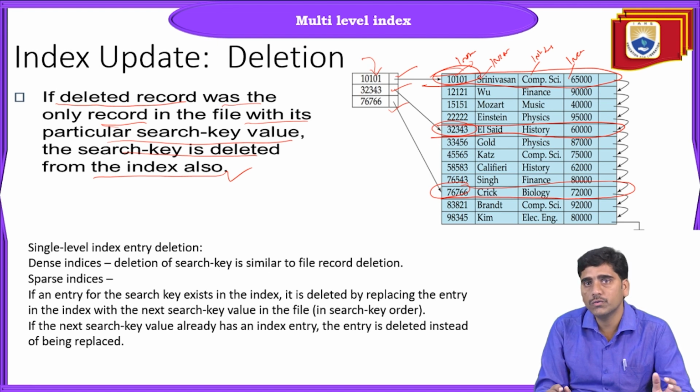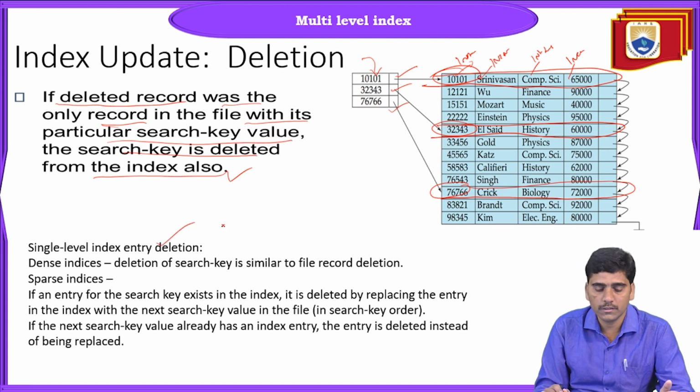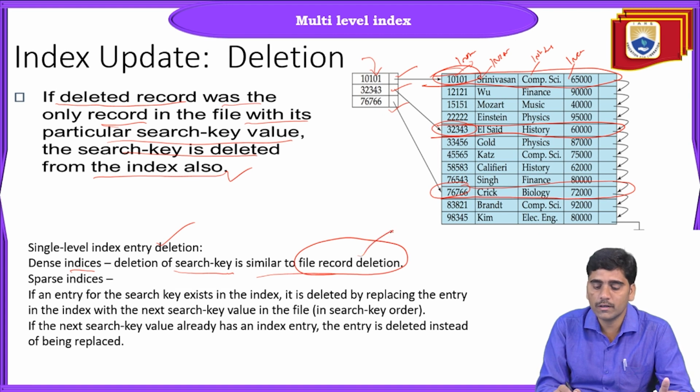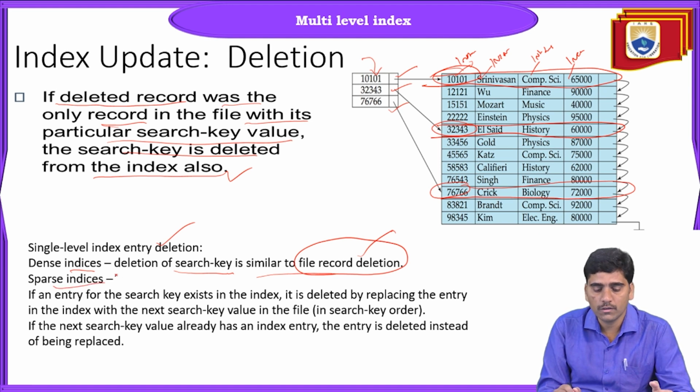So here we can use different levels, like a single level index entry deletion. For dense indices, deletion of a search key is similar to file record deletion. Wherever the search key is there, you are deleting that search key, which is similar to the file record deletion, entirely.